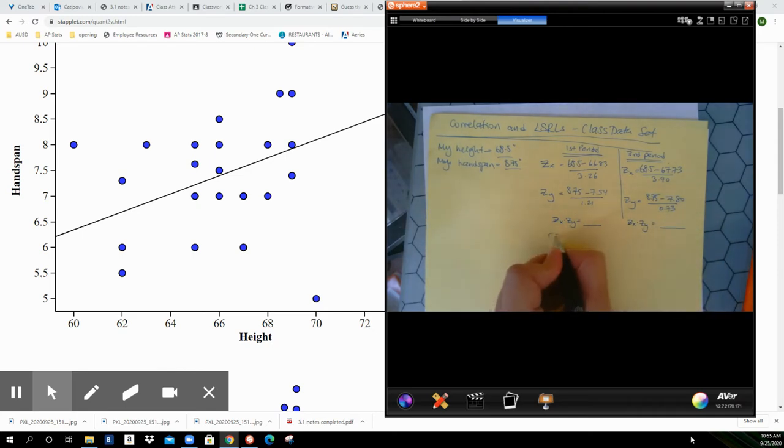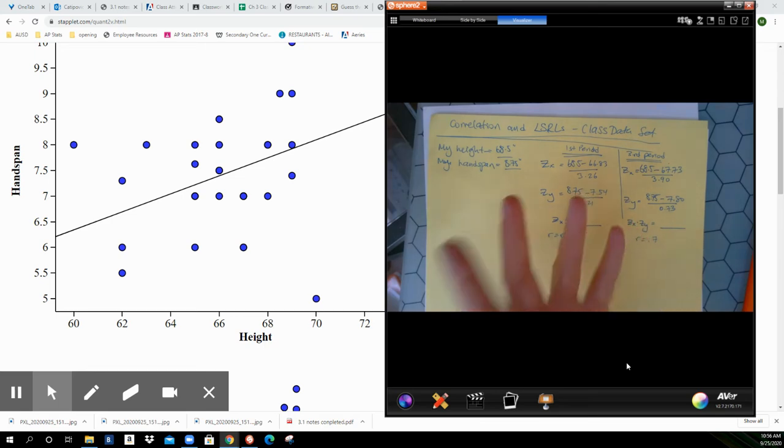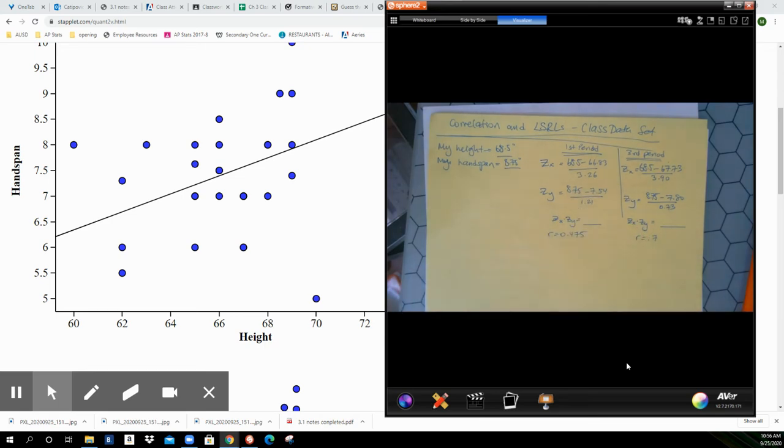First period correlation coefficient, 0.475. Third period, I didn't write it down. All right, third period, I'm going to need your number, but it's definitely strong, which the other class did not have. So that's where I'm at to start with. Now we're going to be adding the information about the line in this video.